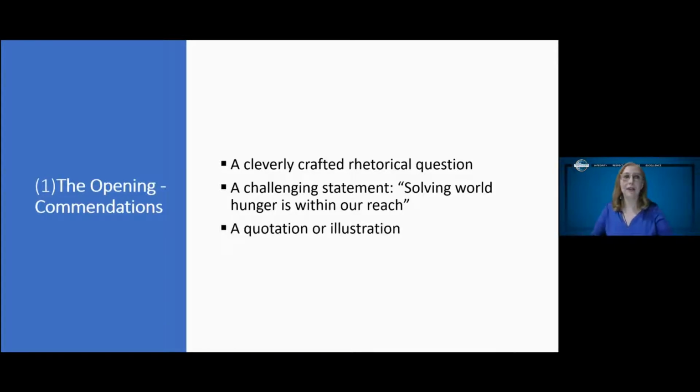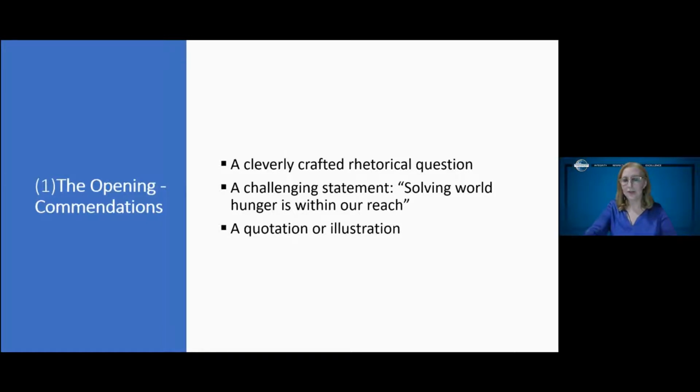Quotations, illustrations, and also humor. I haven't included a lot of focus on humor in today's workshop, but certainly people who are comfortable including humor in the introduction and in their speech, I think the audience loves humor. And if you can include something in an introduction that is humorous, all the better.